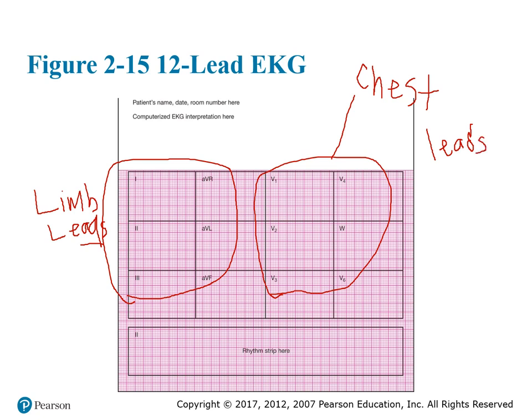And of course, this is just a 6 second, whole 6 second strip we usually use to interpret what's going on with the patient's heart. And usually we look at lead 2, because usually it's the clearest lead once we get a full printout.